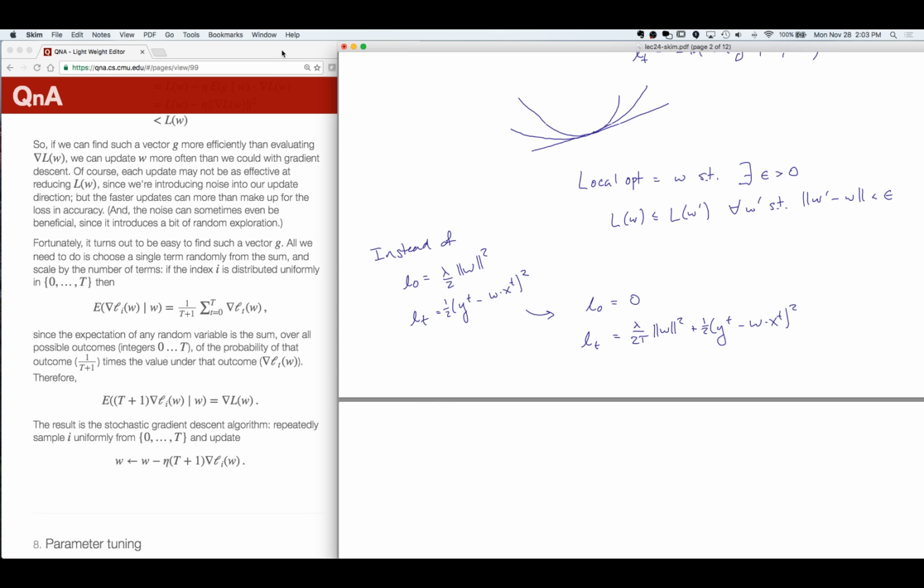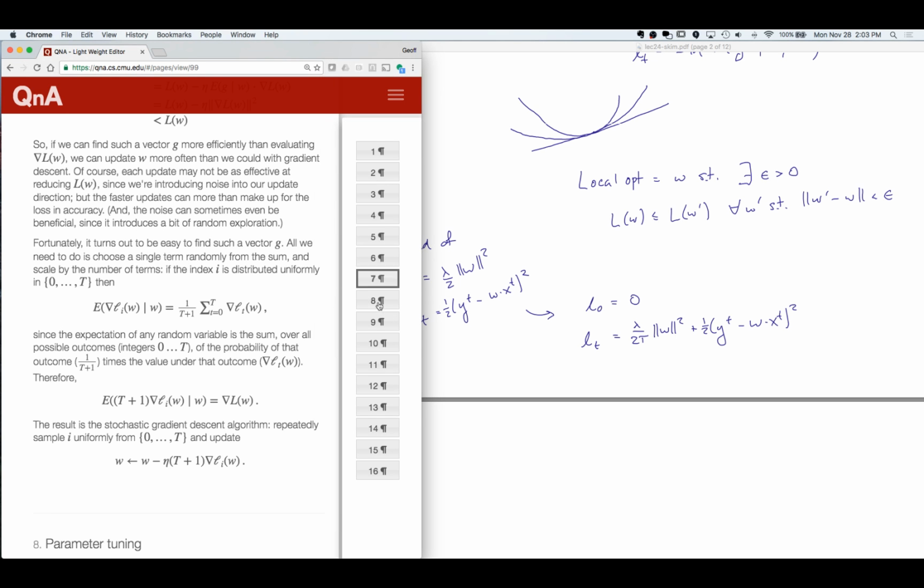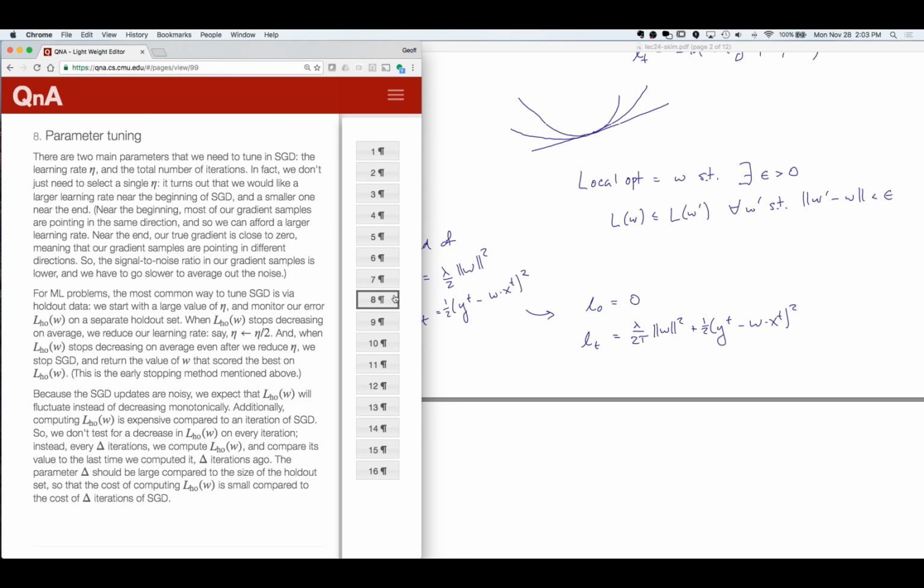All right, so that's stochastic gradient. A lot of people have probably already heard of it. And if you've heard of it, one of the things that you've probably heard is that it can be difficult to tune the parameters. So there are two main parameters that we need to tune in SGD. One is the learning rate, eta, and the other is the total number of iterations that we run for. And in fact, it's a little bit more complicated than that, because we don't just want to select a single learning rate eta. We typically want to adjust the learning rate eta over the course of our optimization. Typically, we'll want a larger learning rate at the beginning and a smaller learning rate at the end.